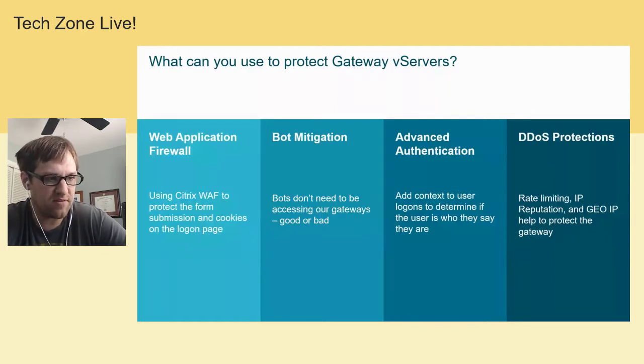Then advanced authentication. This one goes back to the N factor, or as I like to call it, any factor. You can build out basically a business use case around authentication. And then this is an ADC, so we do want to have some DDoS protection as well, between rate limiting, IP reputation, GeoIP, among others, to protect the Gateway. So I'm going to hop over.